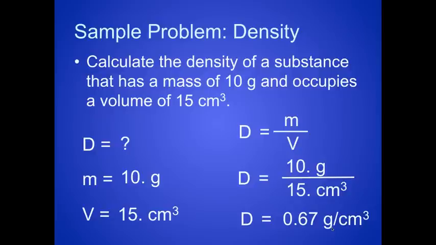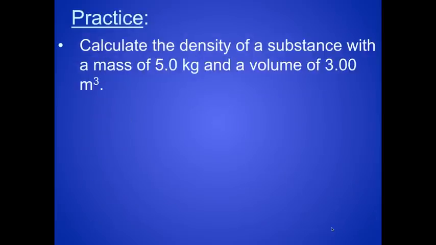All right, let's look at another one. Calculate the density of a substance with a mass of 5.0 kilograms and a volume of 3.00 meters cubed. So set up the holding tank, and what I would like you to do is give this problem a shot on your own. Pause the video, take care of it, get to a final answer, use proper units and proper significant figures, and then restart the video to see the logic of the answer. So go ahead and pause the video now.